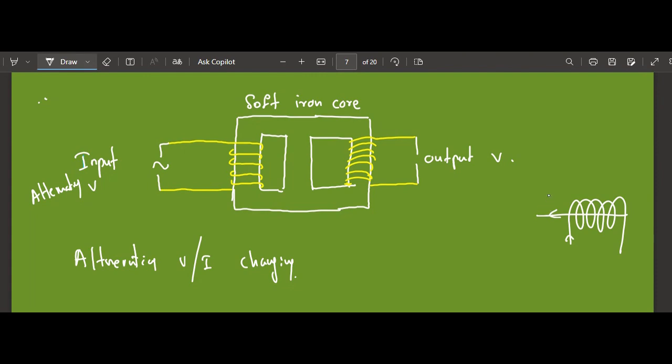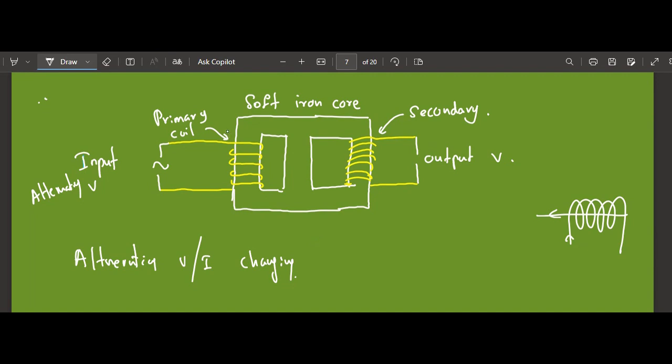Since we have supplied alternating voltage or alternating current, the magnetic field generated in this coil will be changing. This coil is known as the primary coil, and this is known as the secondary coil. The alternating current in the primary is changing, so there will be a changing magnetic field in the primary coil.